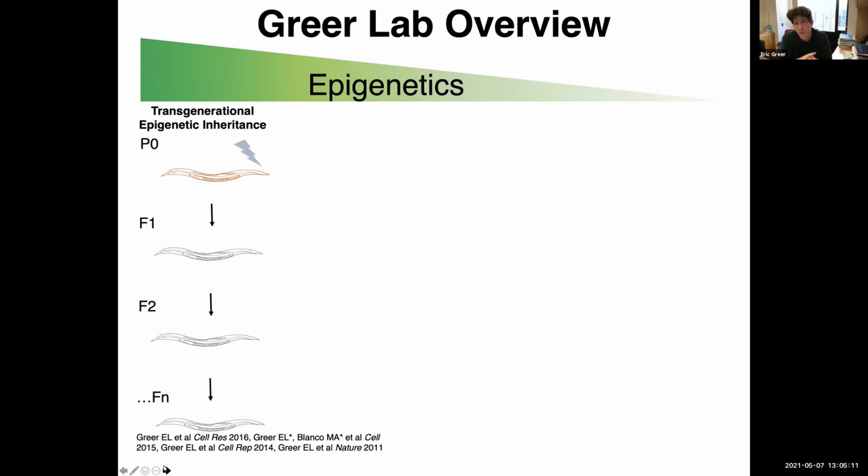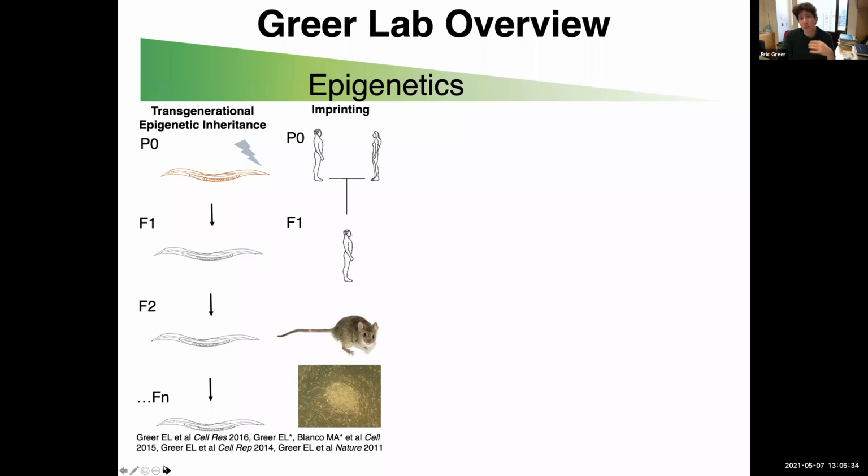We primarily use the nematode C. elegans to study these phenotypes because it has a very short generation time, and I and others have identified very robust transgenerational inheritance phenotypes. So we try to identify molecularly and mechanistically what specifically is being passed from ancestors to their descendants to regulate these complex phenotypes.